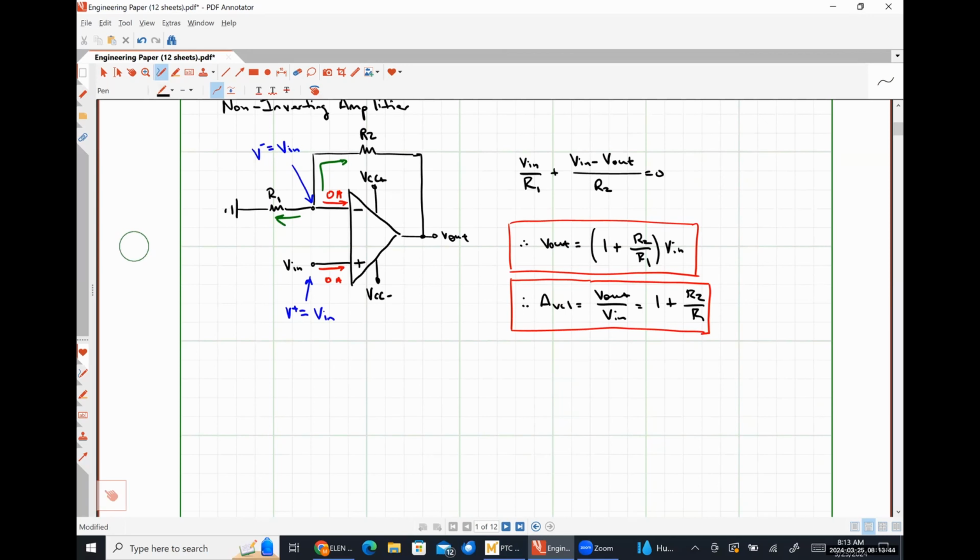Okay, so let's talk about a special case of this really quickly. Let's say that R2 is equal to 0 and R1 is equal to infinity. So effectively, if we replaced the resistor R2 with a short circuit and we replace the resistor R1 with an open circuit, what would our closed loop voltage gain look like?